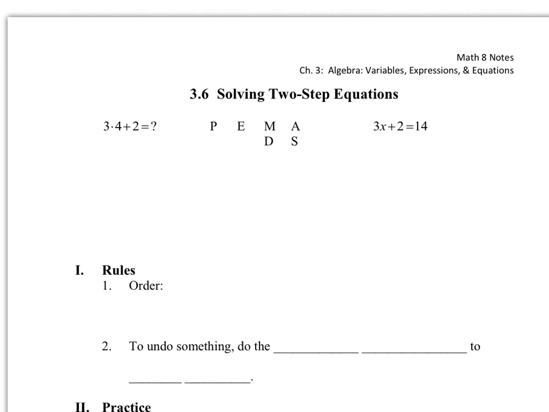Section 6 is solving two-step equations. So in sections 4 and 5, we've solved by adding and subtracting or multiplying and dividing, which were one step. You just have to do one thing. Now we're going to do two different steps.